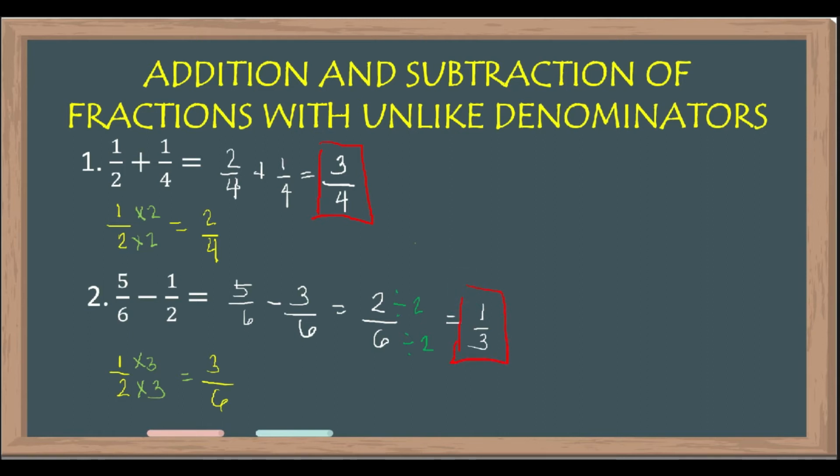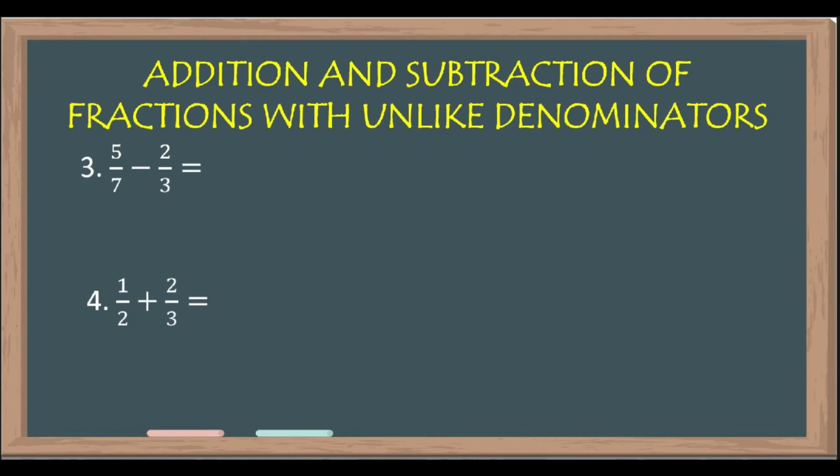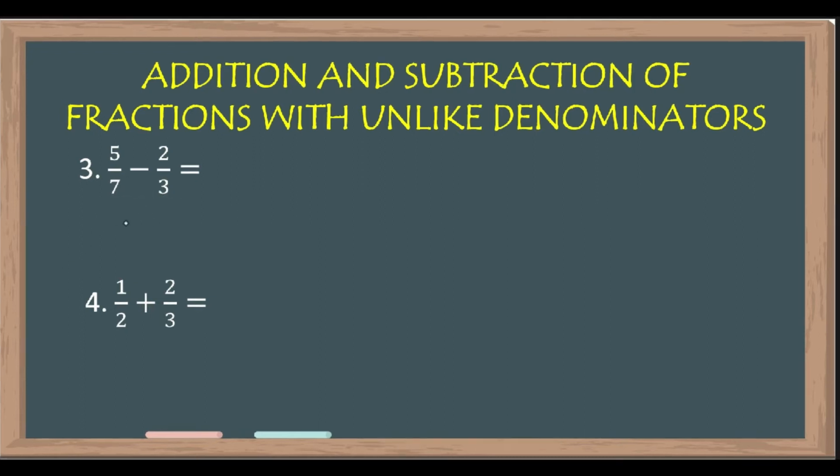Okay? Now, let's have number 3. As you can see, we have different or unlike denominators. So, ang gagawin ko ngayon, yung 5 over 7, mag-multiply ako ng 3. Okay? So, magta-times 3 ako, ganun din sa ating numerator. So, this will become 5 times 3, that is 15. Over 7 times 3, that is 21.